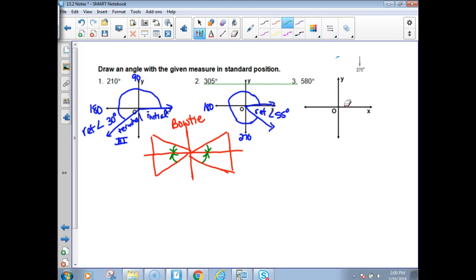All right, 580. Oh, gosh, that's positive. So we're going to have to go around once. And then let's go ahead and subtract 360 and see how much further we've got to go. So 580 minus 360 is 220, right? So we've got to keep going around past the 180 again. How many degrees? 220 would be how far into the third quadrant? 40 degrees, yep. So that'd be 40 degrees for your reference angle.